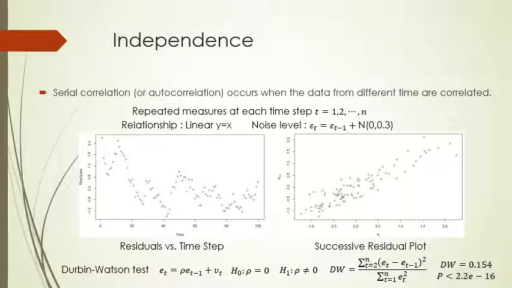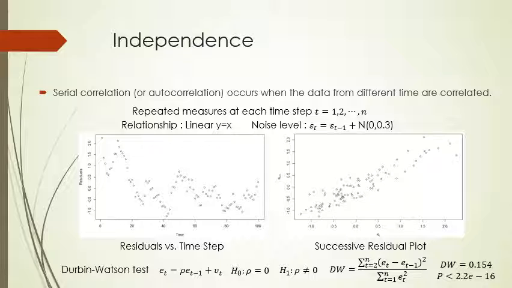A combination of graphical and statistical tests is available for serial correlation. Here, as an example, we have an underlying linear relationship of y equals x and a noise that progresses with time. The noise at time t is the noise at the previous time step t minus 1 plus a new component that follows a normal distribution with a standard deviation of 0.3. Thus, the errors are correlated.